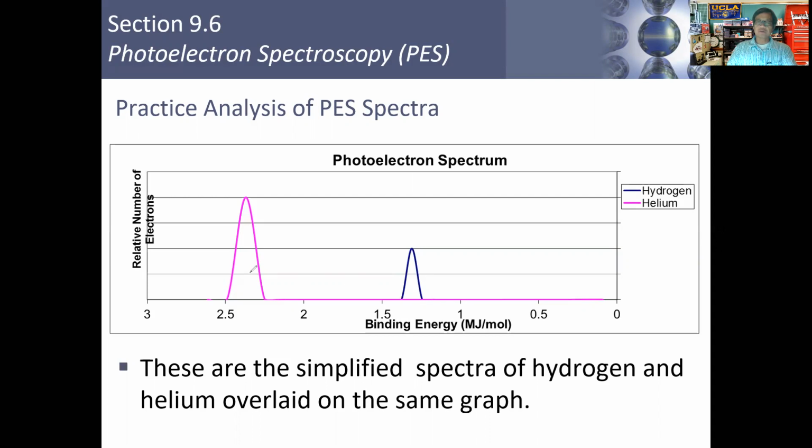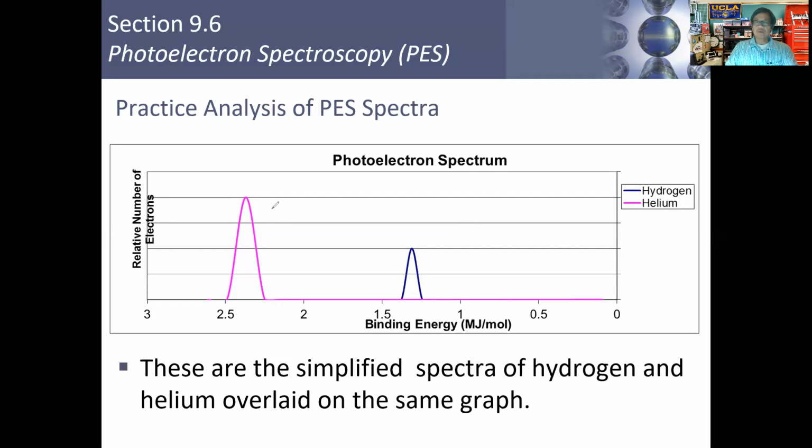So the further upfield these peaks are, the closer they are to the nucleus, the more strongly they are bound to the nucleus. Okay? The further downfield they are, the further away from the nucleus they are, meaning they require less energy to remove them. Okay, so the position of the peaks on the x-axis allows us to determine the position of the electrons relative to the nucleus. Okay, so make sure you keep that in mind.